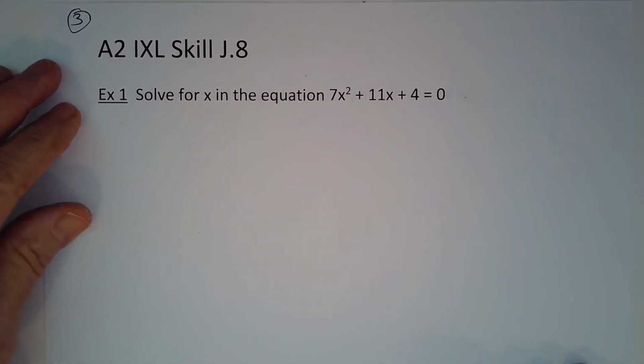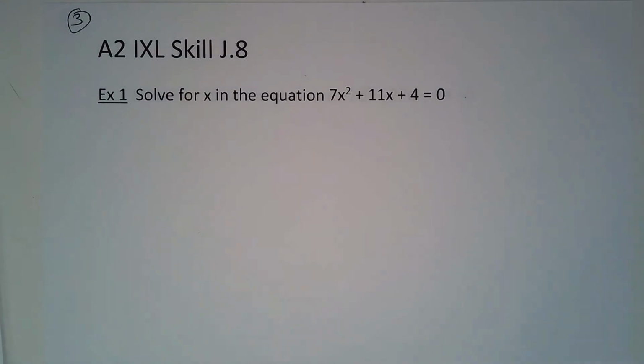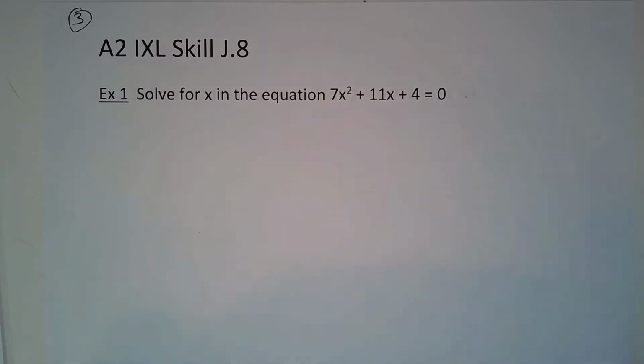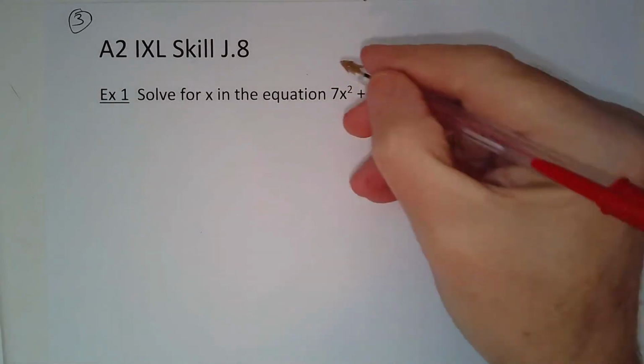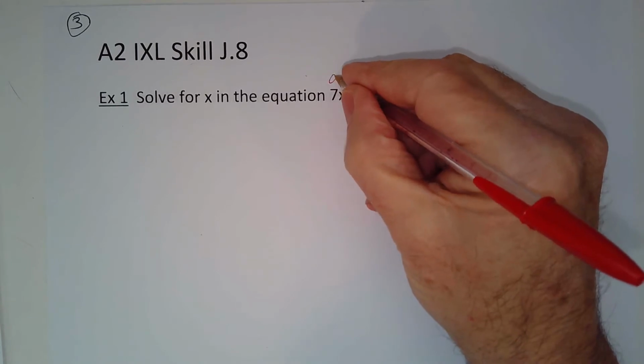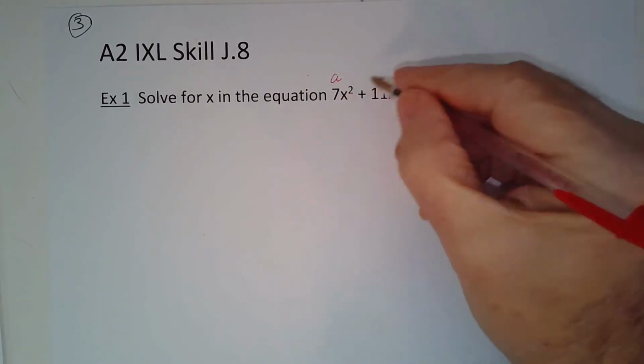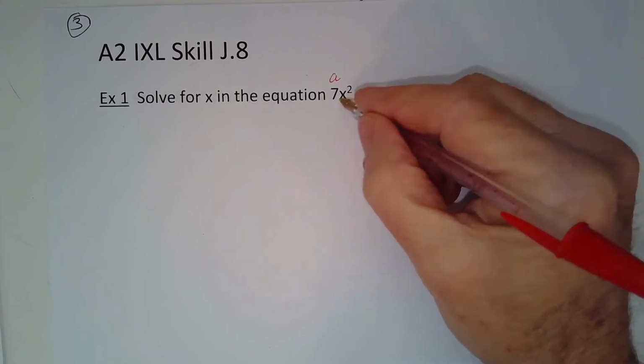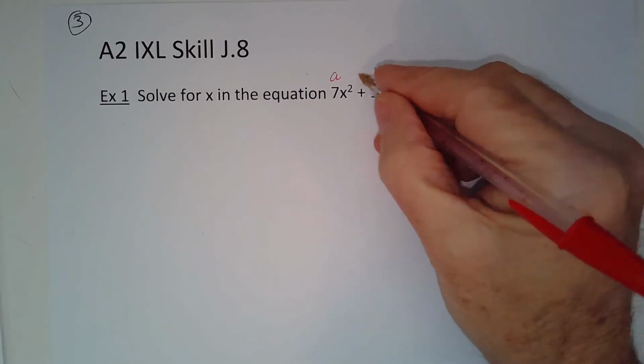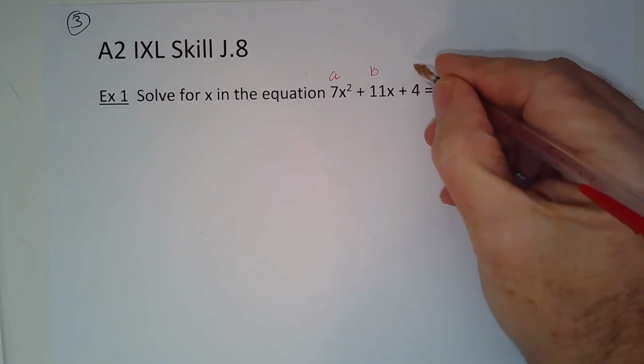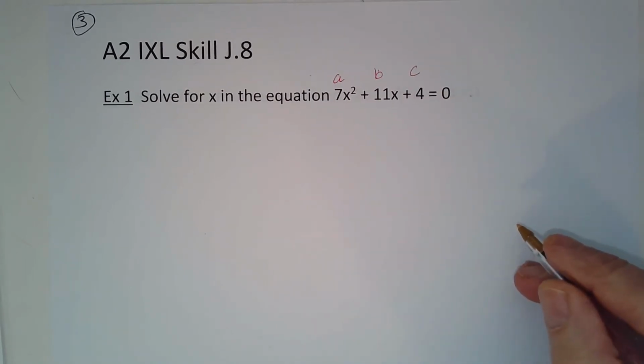So the first example, we're going to solve for x in the equation 7x squared plus 11x plus 4 equals 0. Okay, so let me get my little red pen. First of all, I'm going to remind you that the coefficient in front of x squared, that's 7, and then the 11 here, those are a and b respectively, and the constant is your c. So you've got an a, a b, and a c there.